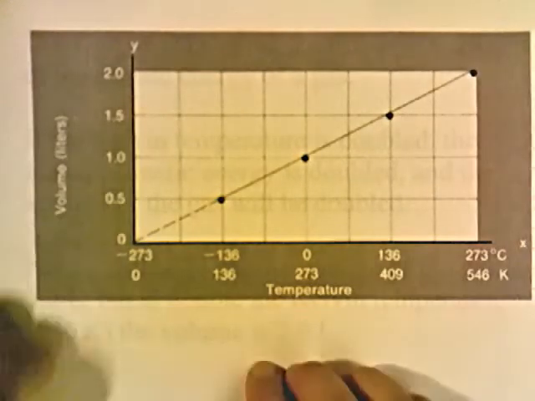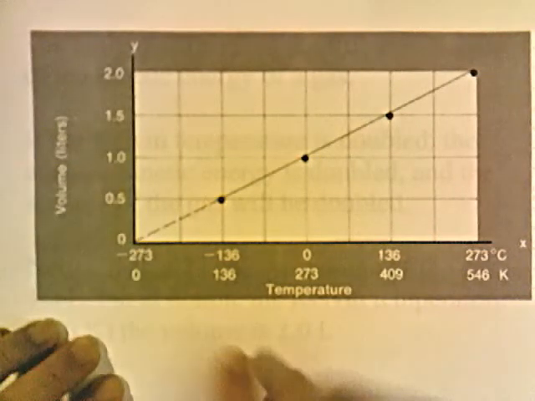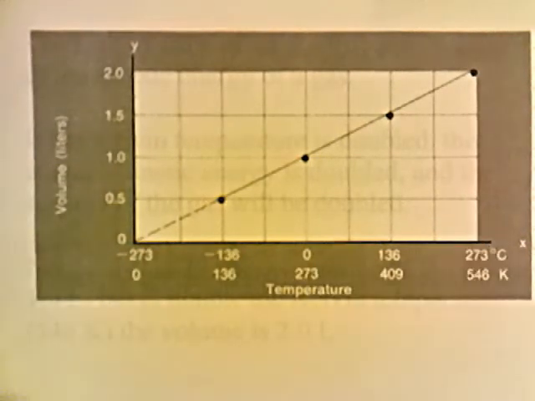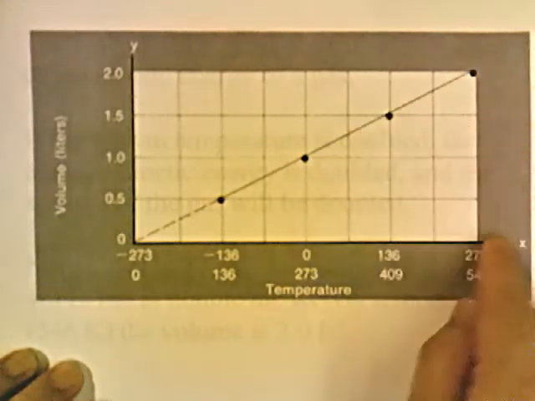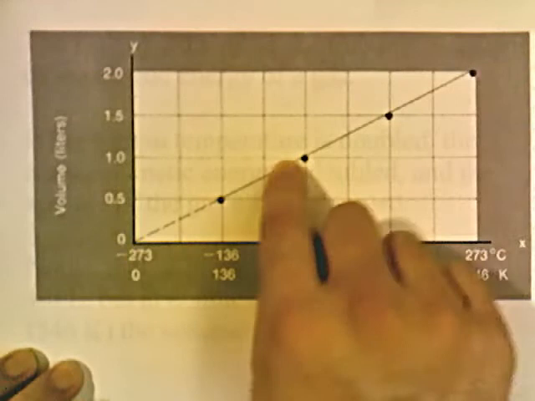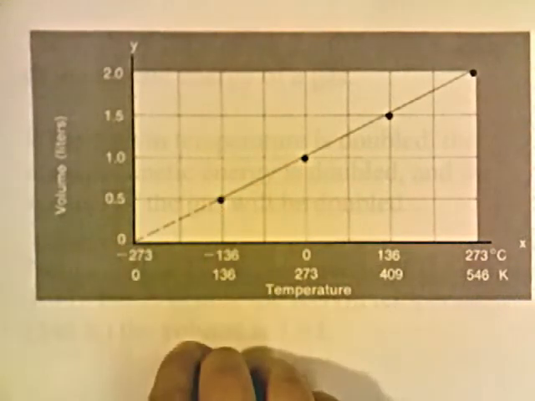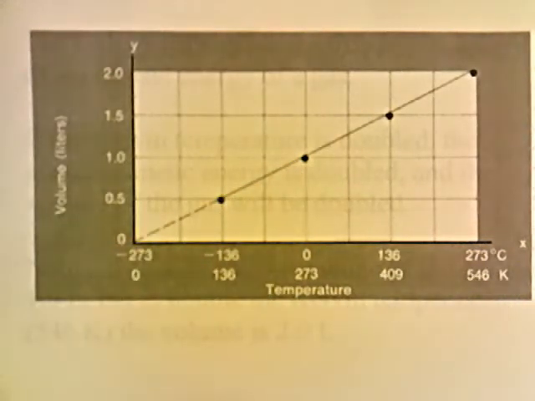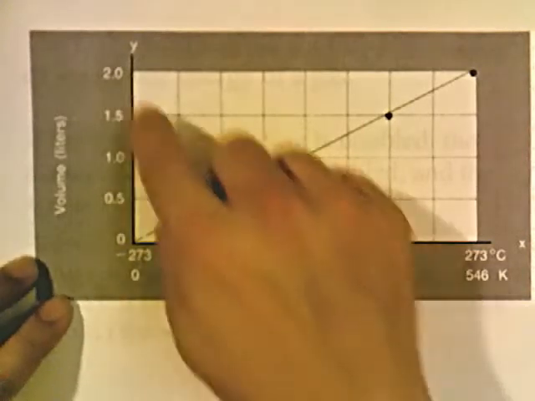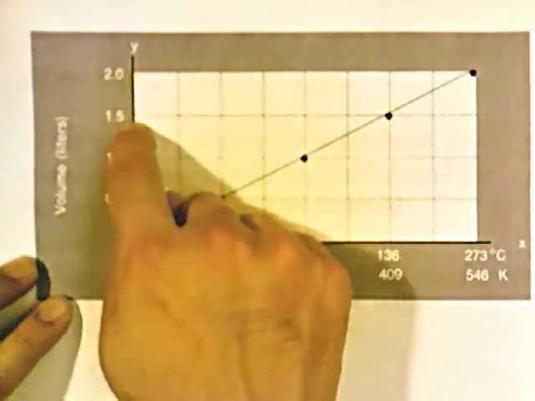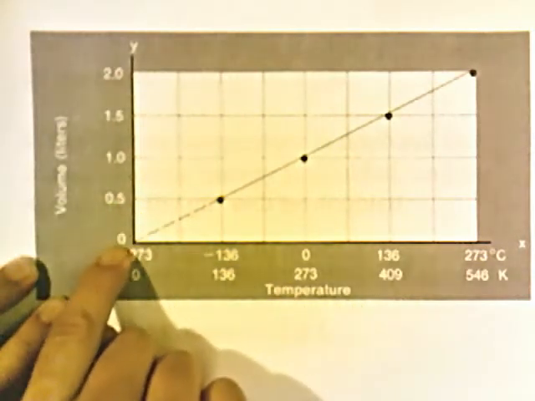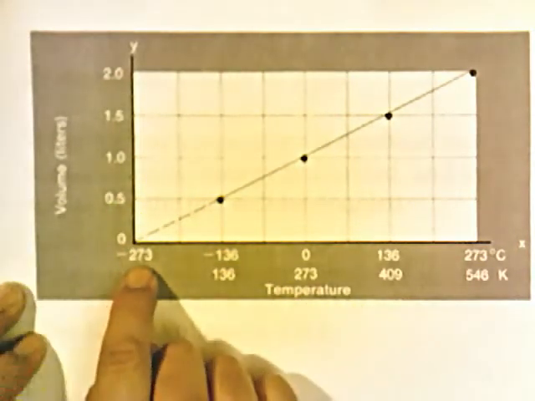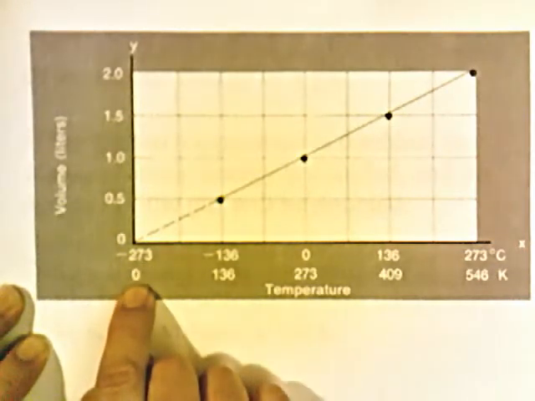So, here we have a graph. We have volume along the y-axis and temperature along the x-axis. And let's say we were to decrease the temperature. As the temperature gets smaller, the volume also decreases. Now, notice that when the volume of the gas is 0, see the volume here is 2, 1.5, 1.0, 0.5 liters, and now down to 0. So when the volume is 0, its temperature is negative 273 Celsius, or 0 degrees Kelvin.